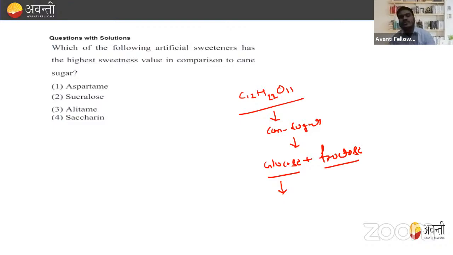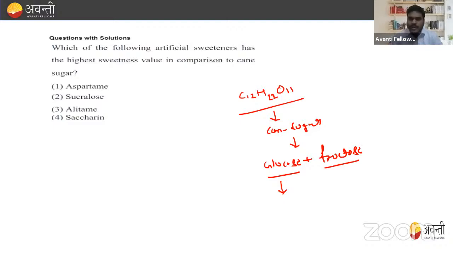So for this, we use some alternate source which provides sweetness but does not give glucose. So these are called artificial sweeteners. The sweetener which provides sweet taste, but does not give energy, does not give glucose. So there are two types of sweetener: artificial sweetener and natural sweetener. Cane sugar is an example of natural sweetener, whereas artificial sweeteners were made to provide sweetness but not glucose and fructose.